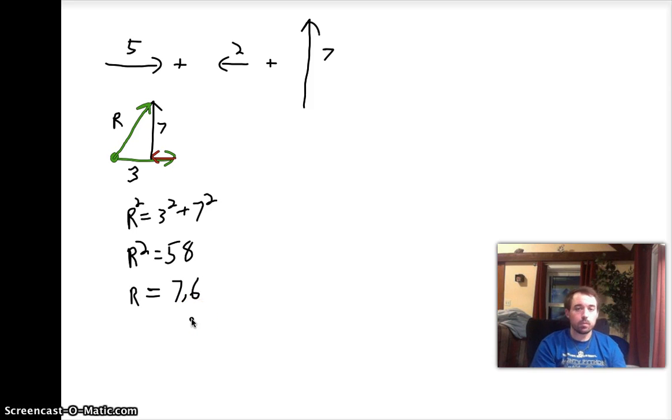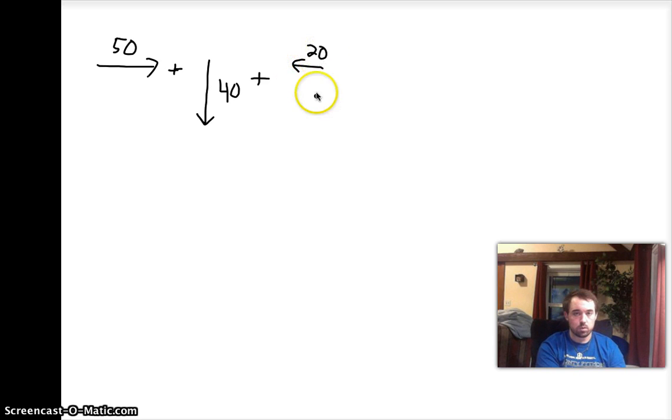Alright. I think we'll do one more. Let's do 50 plus 40 plus 20. So these could be forces. Let's say that these are forces just to show some units. So 50 newtons to the right, 40 newtons down, 20 newtons to the left.